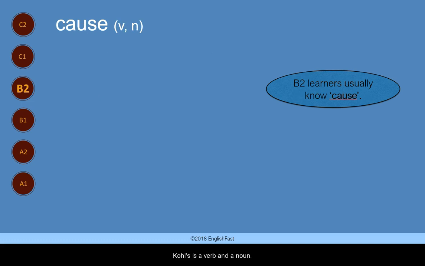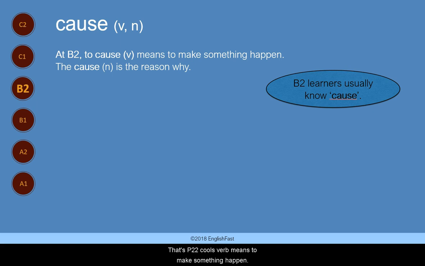Cause. Cause is a verb and a noun. B2 learners usually know cause. At B2, to cause, verb, means to make something happen. The cause, noun, is the reason why.